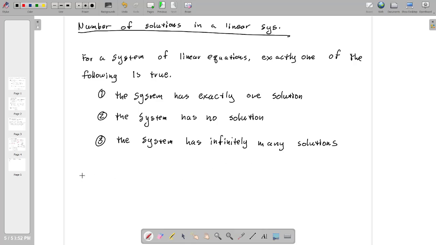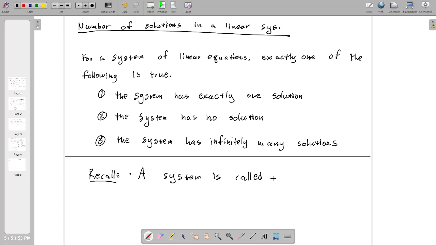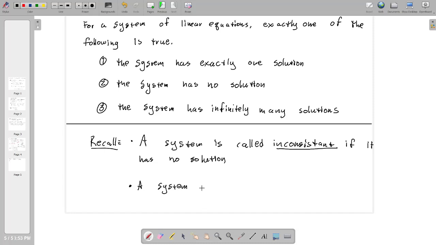So recall that these are actually from the last section as well. Just like a system with just 2 variables, a system with many variables has the same solution sets. You can have either one solution, no solution, or infinitely many solutions. Also recall, a system is called inconsistent if it has no solution. A system is called dependent if it has infinitely many solutions.